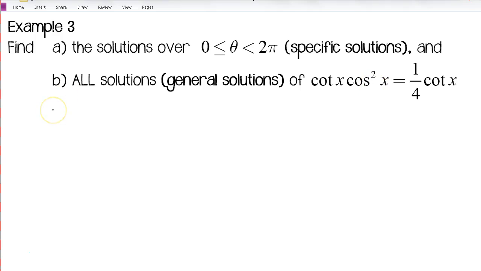So this one's a little bit different than ones that we've done before. It's a little bit more complex, and we're going to use a different technique, or an additional technique, to solve this. So we're going to collect all the terms over on the left side. So I'm going to subtract 1/4 cotangent x from both sides.